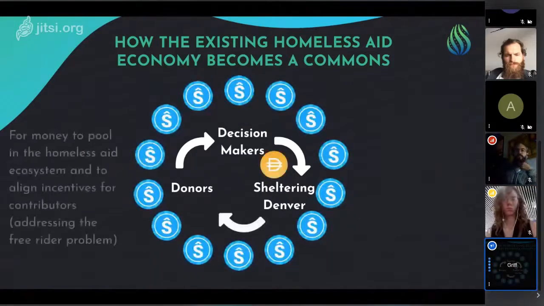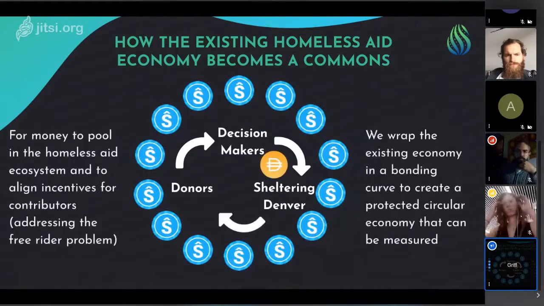What we do to enable an even stronger application of homeless aid for Denver is we wrap that existing economy in a bonding curve. And I should probably explain a little bit more about how bonding curves work. I'll do that in the next slide.